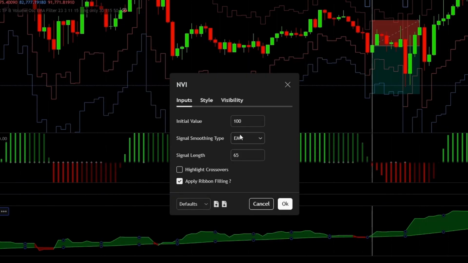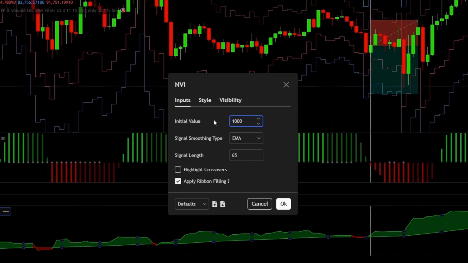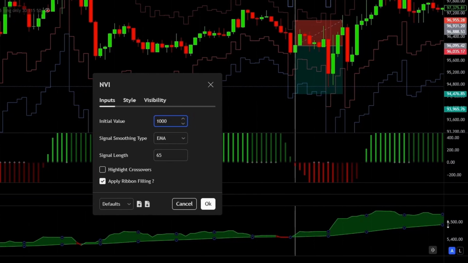Now this index has a built-in EMA or SMA, whichever you like, and you can set its length here and the initial value here. Now we won't change the initial value as this only changes the scale. So if I change it to 1000, you can see the scale goes up to 5500, but if it's at 100, it's different. So it doesn't really matter what we type here. For this I will be using an EMA to filter long and short entries, and I just set up a 65 length now.